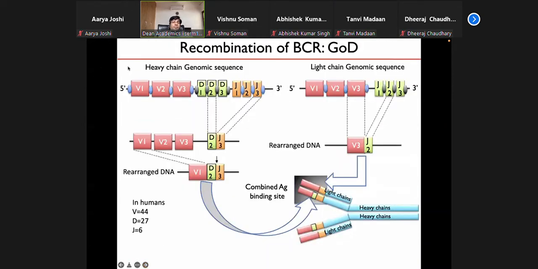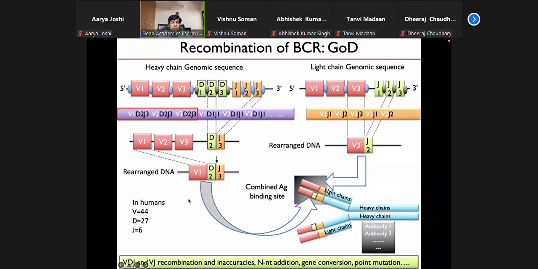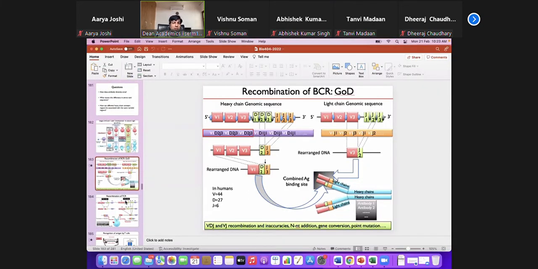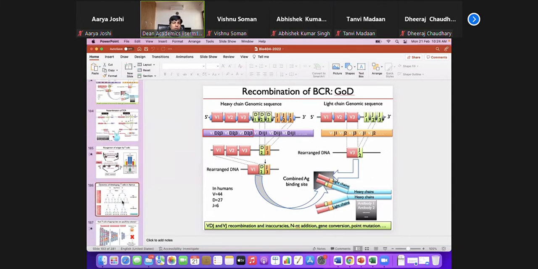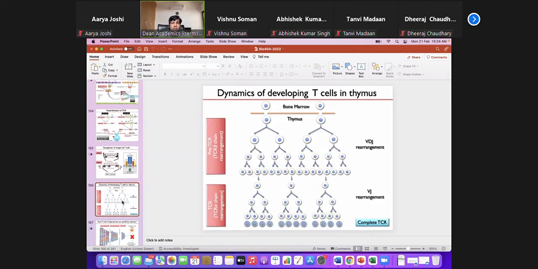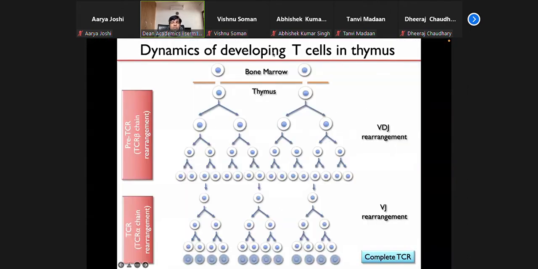So we were talking about how you can generate these. Rather, even before that, I think I should show you a different slide, not this one. Maybe this one, because this will put things into perspective. Okay, this one. So let's talk about this.